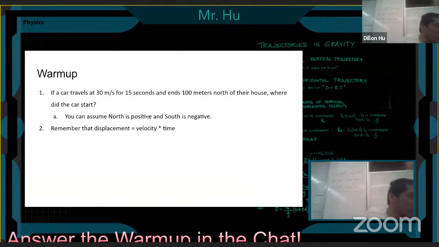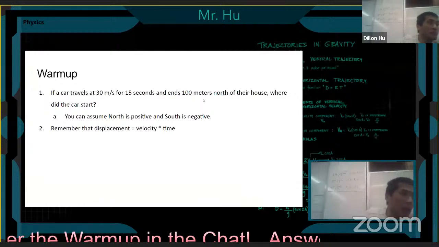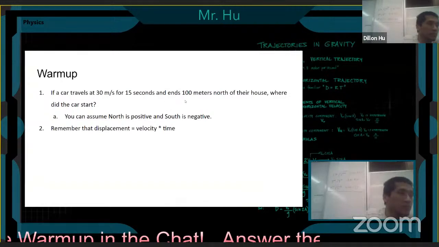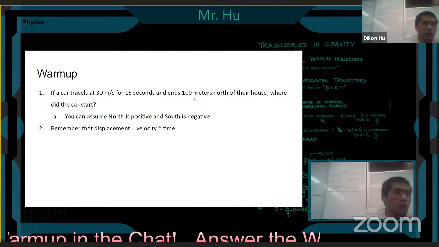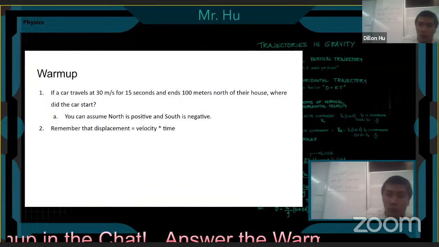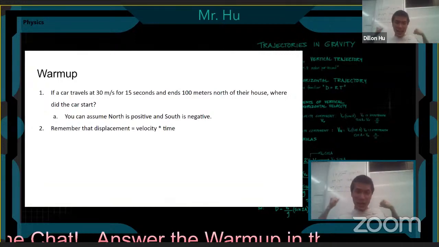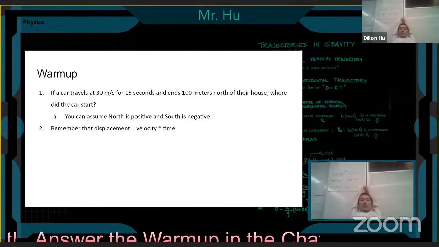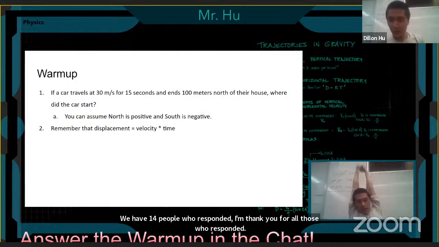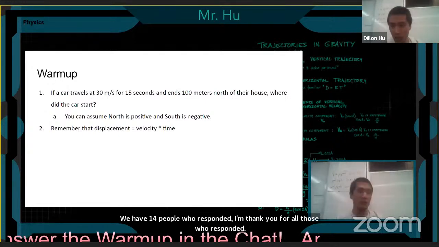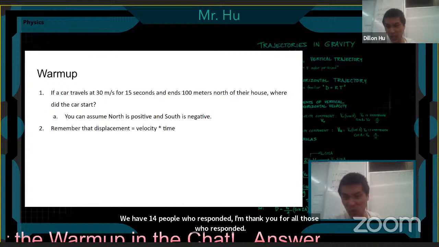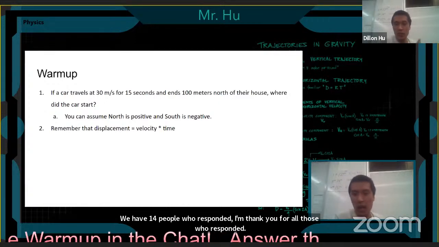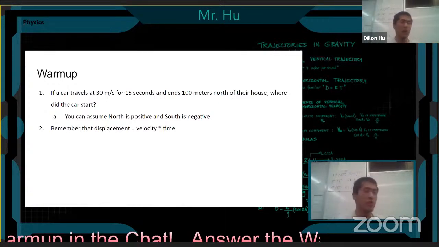We have 14 people who responded. Thank you for all those who responded. We got 15 people, so 15 out of 24. I'm very happy with that so far. Let's shoot for an 80% response rate. That's around 19, 20 people? Well, we're shooting for a B today. We're at 66%. Ooh, that's pretty good. We're almost there. We got a bunch of different answers here, a nice spread of answers.